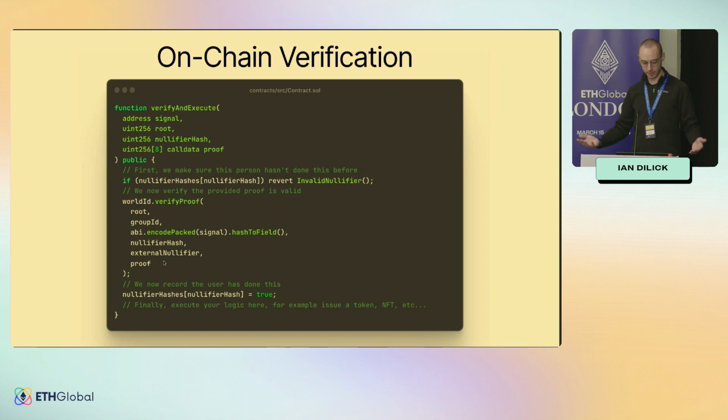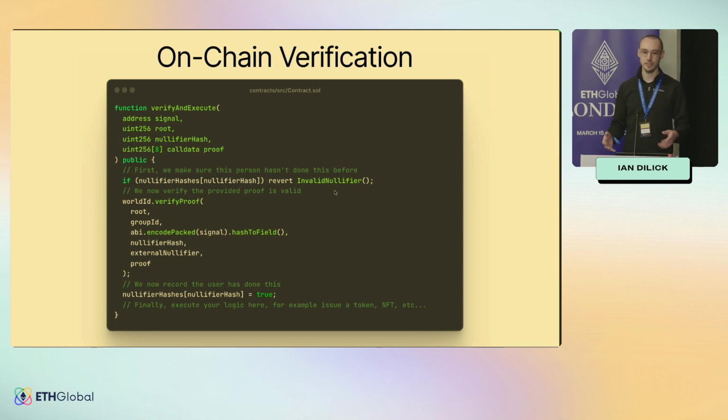And then we'll have a function that can be, in this case, named verifyAndExecute. You could name it whatever you like based on what the user is doing. This should take in the signal, if you're using one, again, the root of the Merkle tree, the nullifier hash, and that proof that you get from IDKit. So the first thing we'll do is check if we've seen this nullifier hash before. We have a mapping of the nullifier hashes, in this case just to a Boolean value, where when we verify a proof for a specific nullifier hash, we'll set it as true so that we make sure this user can only do this action once.